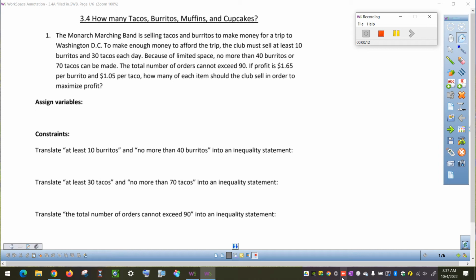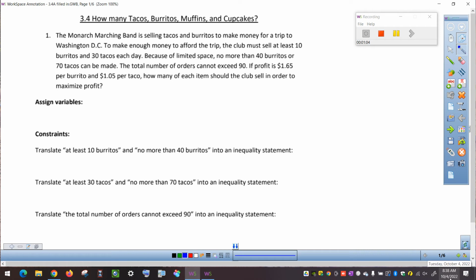If profit is $1.65 per burrito and $1.05 per taco, how many of each item should the club sell in order to maximize profit? So this end goal here of maximizing something, in this case we're maximizing profit, is what the linear programming process can be used for. Now, as you probably can see here from this intro, there's a ton of information given to us in this problem. This is like a big paragraph word problem. But we are going to go through this carefully, grabbing out all of the different pieces that we need.